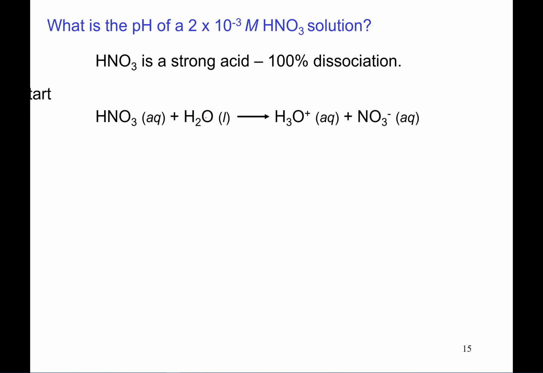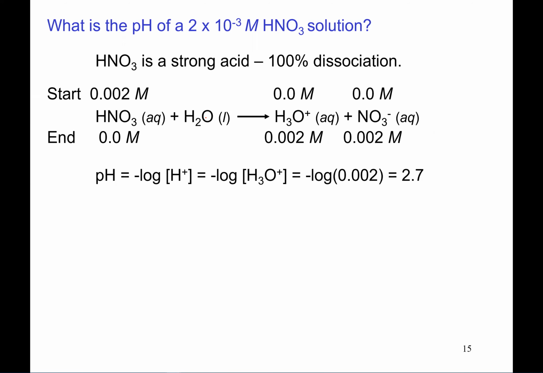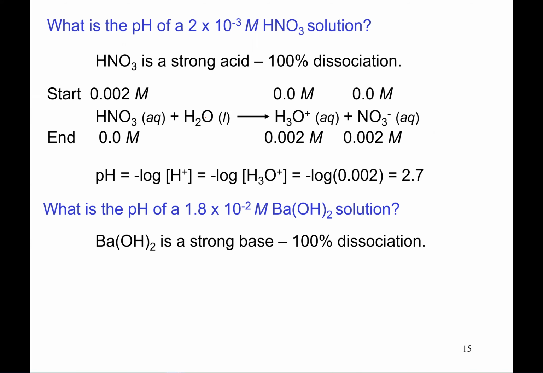What is the pH of a 2 times 10 to the minus 3 molar nitric acid solution? You have strong dissociation, so you start at the end and plug the values in there. In the end, you have the hydrogen ion concentration, and you plug the values into the negative log like that. You get 2.7.